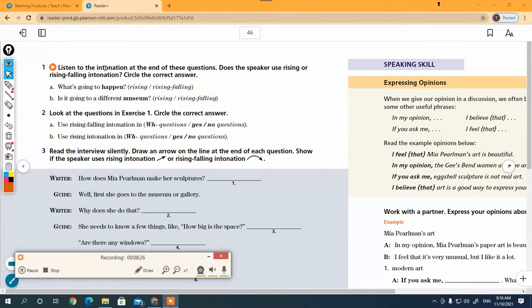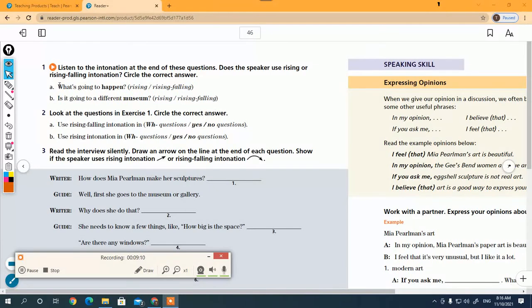So here on page 46, we're going to listen to see if that's true. What's going to happen? That goes up and down. When it's up and down, it's going to be rising, falling. Rise means up. Rising, falling means up and then down. If it's rising, that's the one that only goes up. Rising, falling, rising, falling. So they are different.